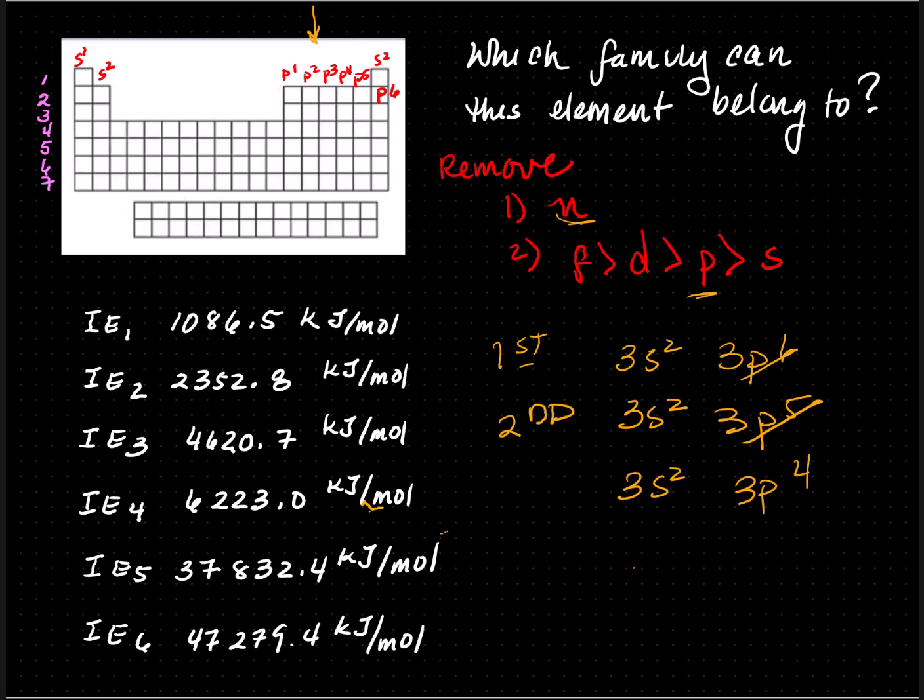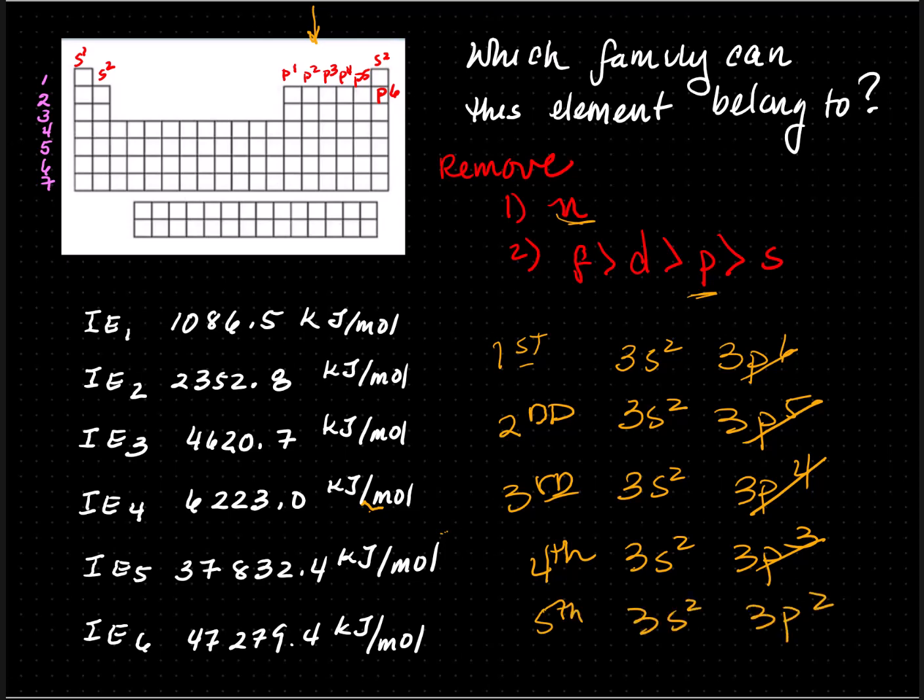I remove my third electron from 3p4. So that becomes 3s2, 3p3. So this is my fourth electron. I remove my fourth electron from 3p3. So that becomes 3s2, 3p2. If I remove my fifth electron, it is still from the p orbital.